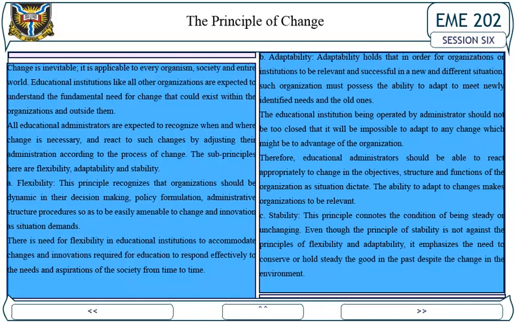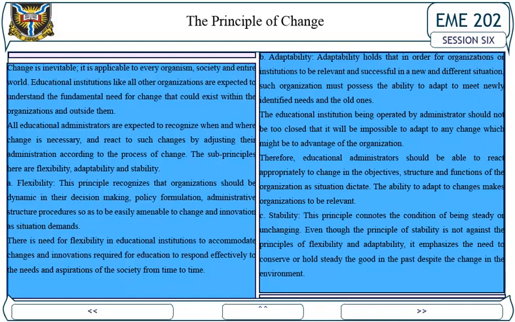5. Employment of staff. This principle advocates that educational administrator ensures that the right man is in the right job, meaning that the employment process should be based on merit.